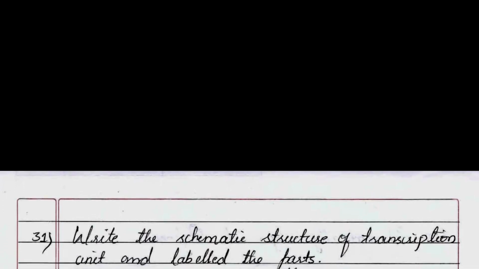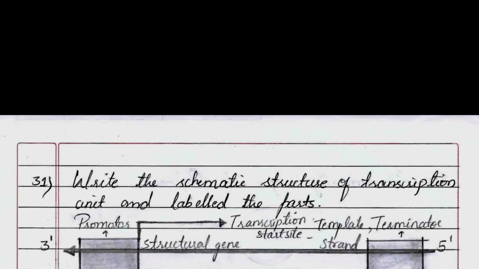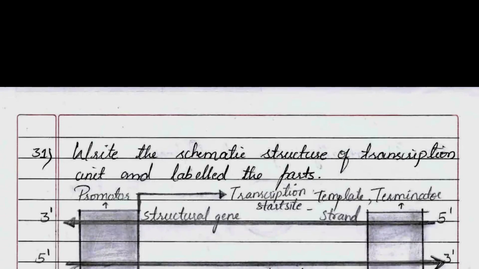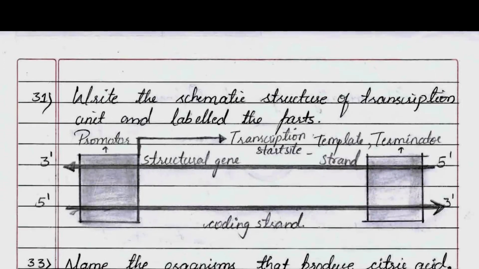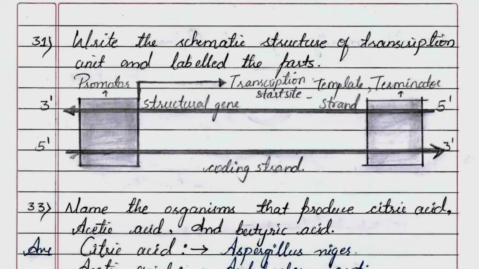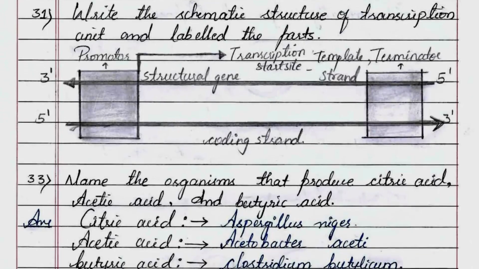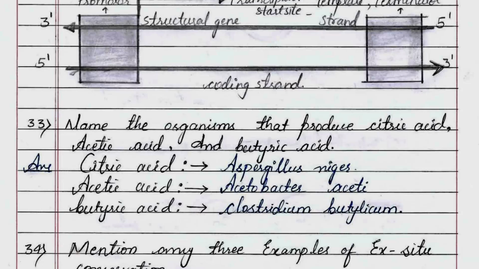Question is write the schematic structure of transcription unit and label the parts. Here is the diagram of transcription unit. You have to observe mainly promoter and terminator and coding strand. Next, 33rd question is name the organisms that produce citric acid, acetic acid and butyric acid.